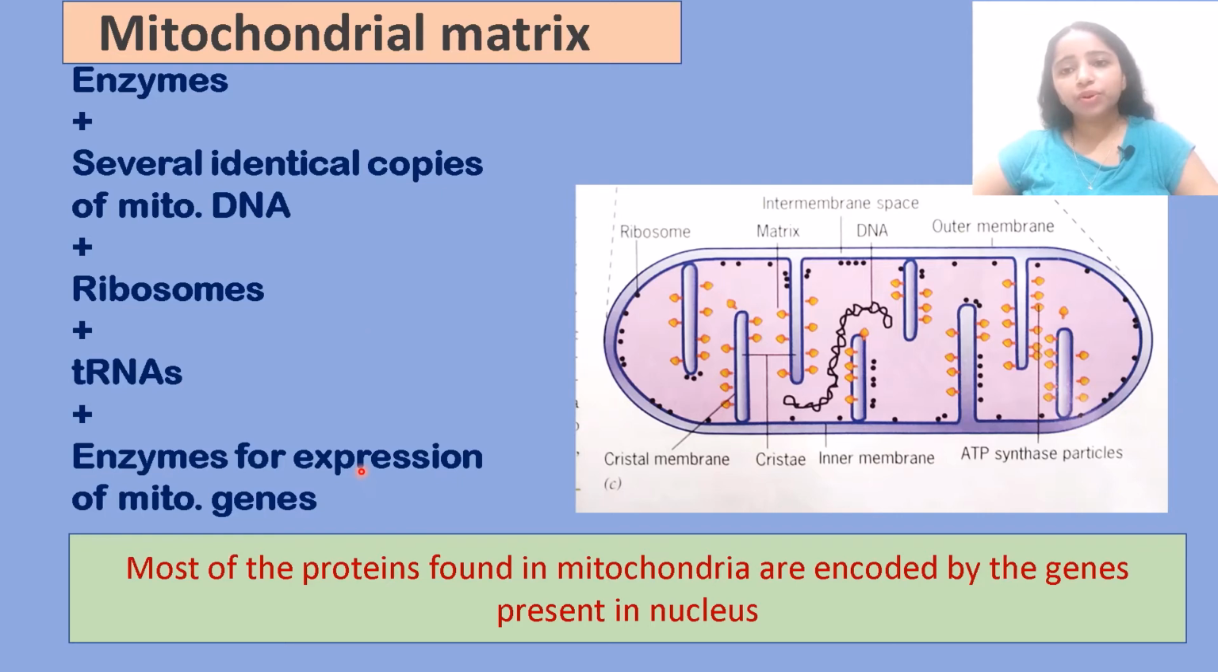So we know that mitochondria has its own genetic material, its own DNA, but still it is heavily dependent on the nucleus. Why? Because most of the proteins which are found in mitochondria are not encoded by the mitochondrial DNA but are encoded by the genes present in the nucleus. This includes even mitochondrial DNA and RNA polymerase, which are required for mitochondrial DNA replication. Mitochondrial DNA only encodes for ribosomal RNAs, tRNAs, and a few polypeptides which are found in the inner mitochondrial membrane.